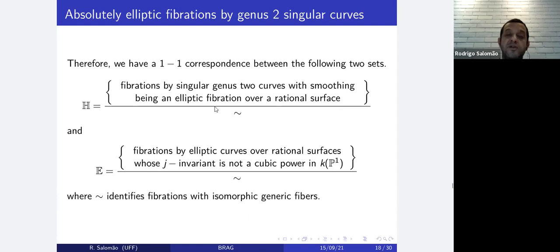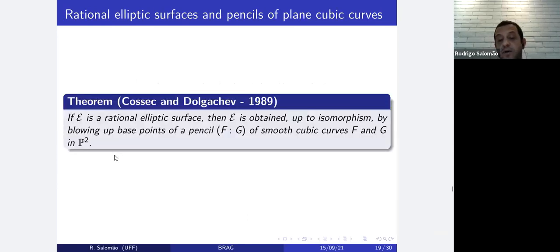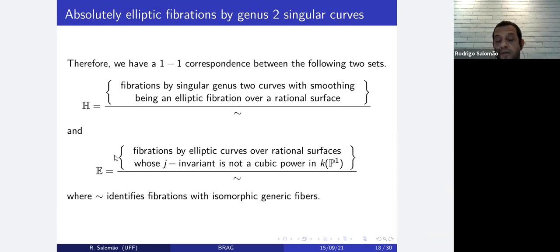So instead of trying to look at this set, we will use the next one in order to classify fibrations by singular curves of genus 2 with smoothing being an elliptic fibration over a rational surface. Okay, so now we want to understand how to describe these objects here.